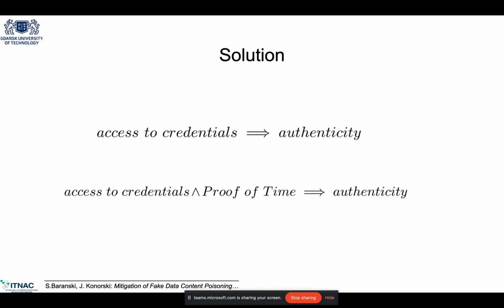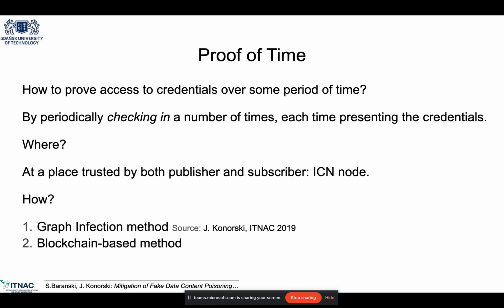More formally, the traditional authentication model states that access to credentials implies content authenticity. What we propose is an extension whereby not only access to credentials, but also, so to say, access to time is required to imply content authenticity. We call this approach proof of time.